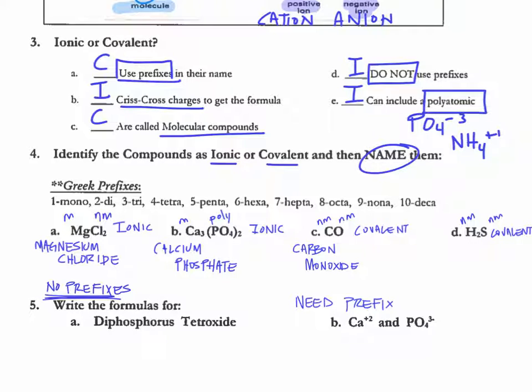So the prefix meaning 2 is di, and the full name of the first element, hydrogen. And the second element, sulfur, always needs a prefix. There's no number written here, so it's implied the number is 1. So the prefix meaning 1 is mono. We lose the ending of sulfur and add IDE, and it becomes monosulfide. Dihydrogen monosulfide.